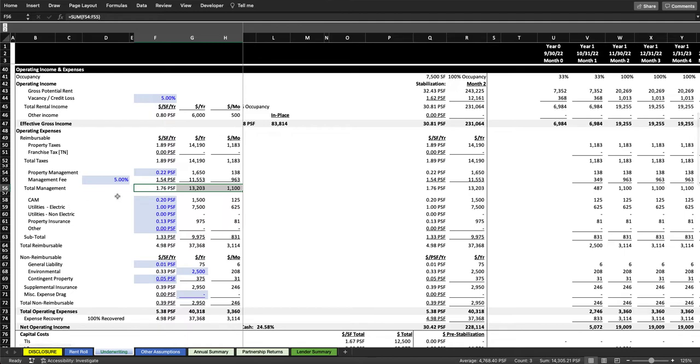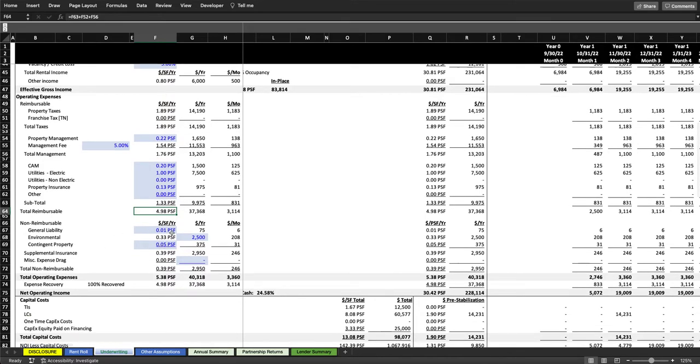Finally, you have the common area and maintenance section. You have the total utility section. So you have common area maintenance, you have other utilities, that gives you the subtotal, and then totals the total reimbursable section. Underneath, you have some non-reimbursable expense items. So we've got some general liability, environmental, contingency, and that is what we'll call the supplemental insurance section. And you can update all of these line items depending on what you'd like to see.